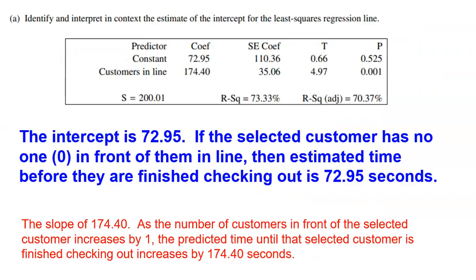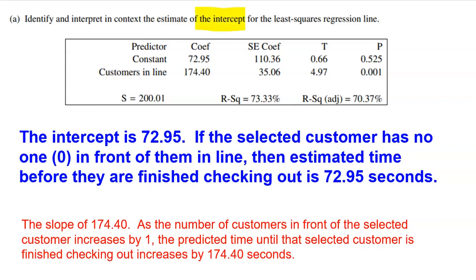All right, the first question says, identify and interpret in context the estimate of the intercept for the least squares regression line. The intercept, that's the y-intercept. That is your A value, which is right next to the word constant. And there it is. That's how simple it is. Again, remember A and B. All you've got to remember is A is the y-intercept, B is the slope. And if you had a good teacher, you should know that.